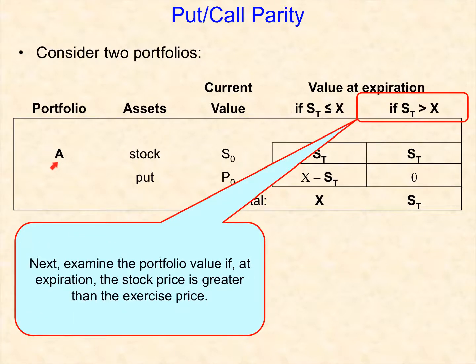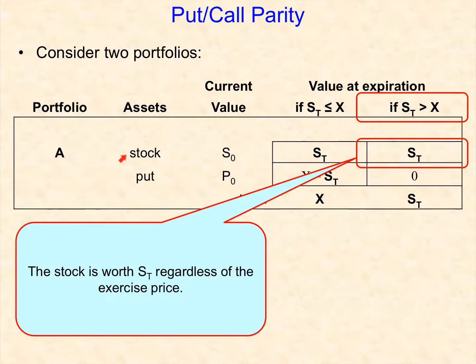Next, we're going to examine the value of portfolio A if at expiration the stock price is now greater than the exercise price on the put option. We start by looking at the value of the share of stock. At expiration, it's simply worth S sub t, regardless of whether or not that is higher or lower than the exercise price on the option.